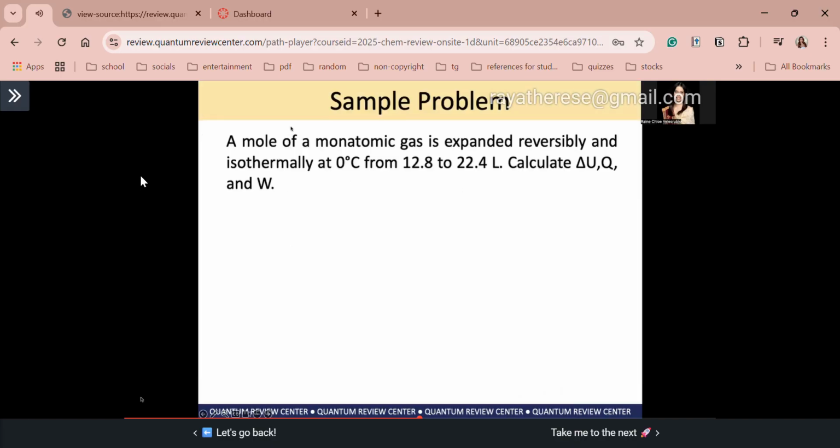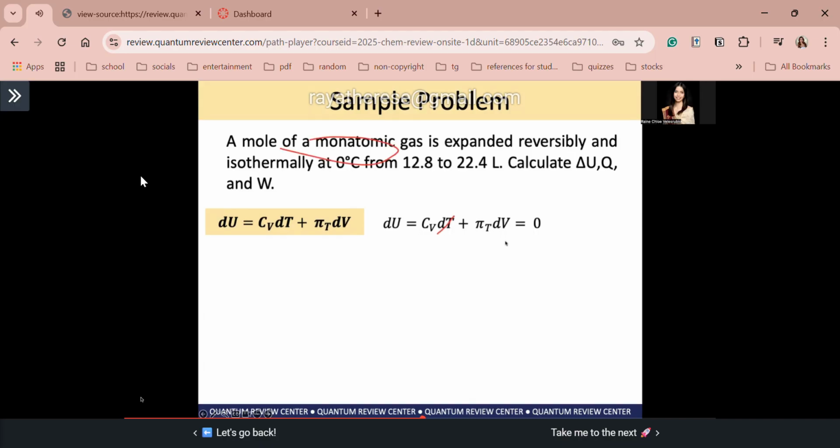So let's try to solve this sample problem together. A mole of a monatomic gas is expanded reversibly and isothermally at 0 degrees Celsius from 12.8 to 22.4 liters. Calculate the change in internal energy, Q and W. So guys, first, let's solve using this differential form of the internal energy change, which is dU is equal to CV dT plus pi T dV. And we know that this is equal to 0 because we have an isothermal reversible expansion, so dT is equal to 0. Then we know that for an ideal gas, pi T is equal to 0. That's why dU is equal to 0.